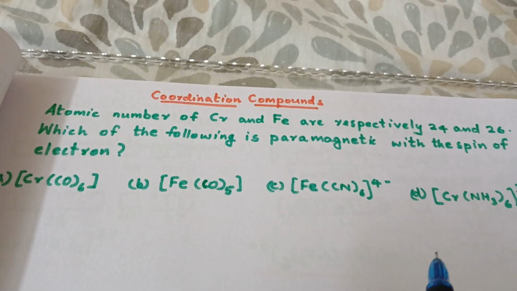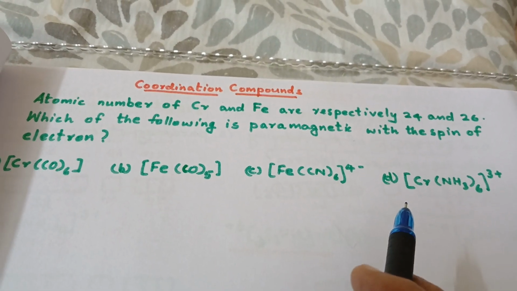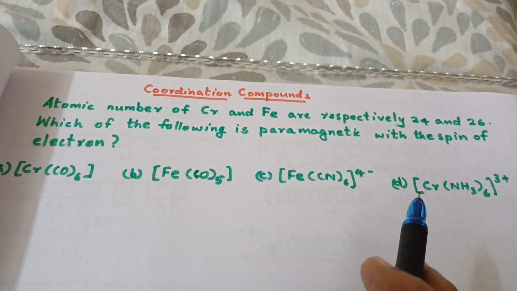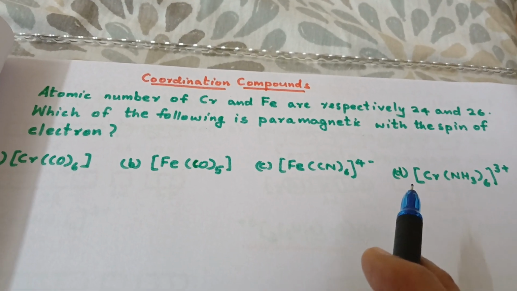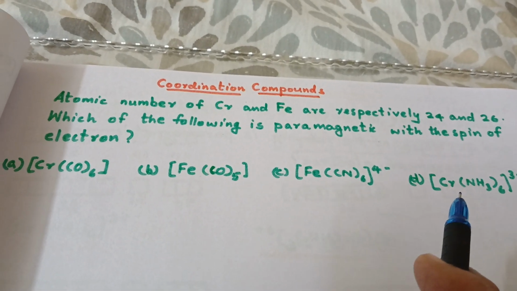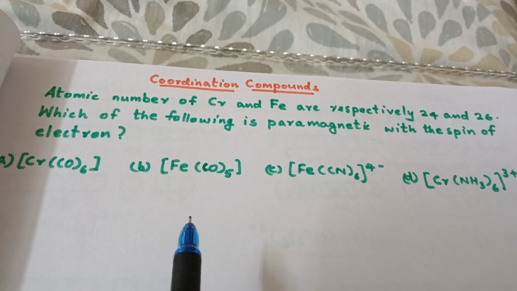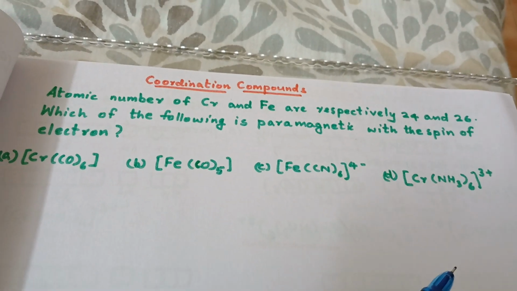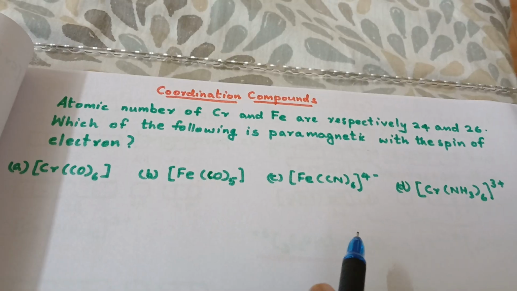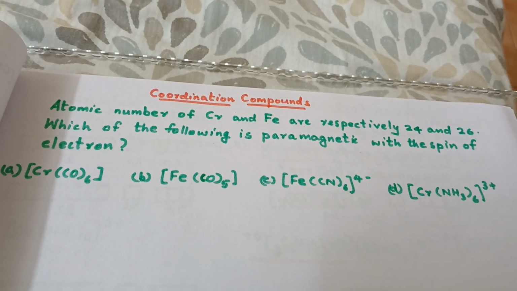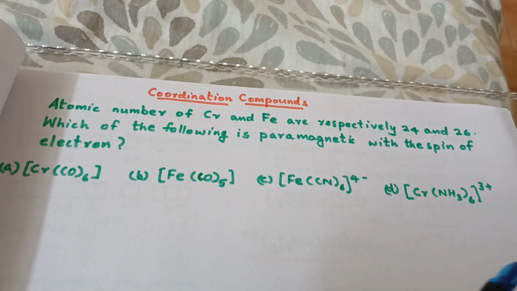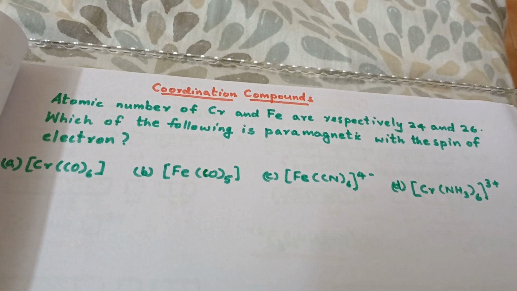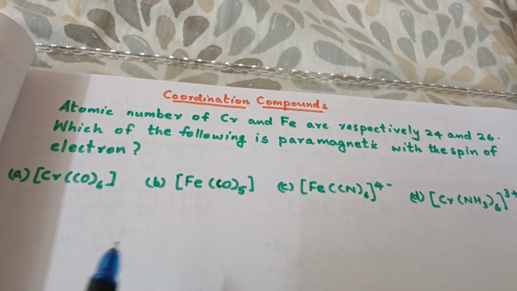Question from coordination compounds. Atomic numbers of chromium and iron are respectively 24 and 26. Which of the following is paramagnetic with the spin of electron? So we need to find which of these complexes will be having unpaired electrons in their orbitals. That will be responsible for paramagnetic nature. So let us take one by one.